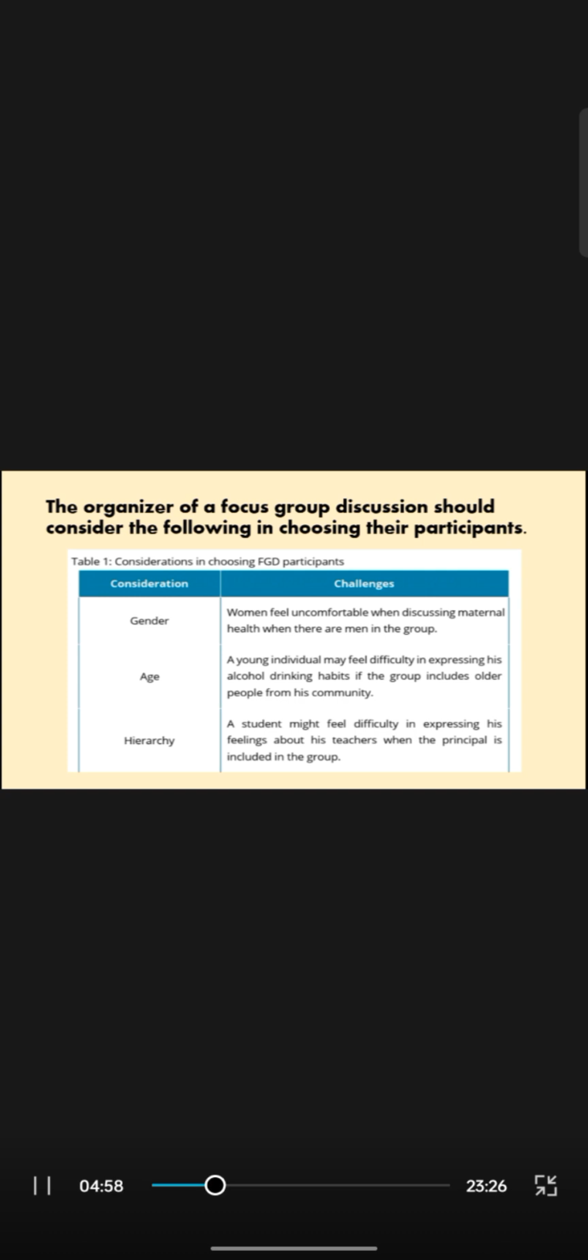Next, age. A young individual may feel difficulty in expressing his alcohol drinking habits if the group includes older people from his community.